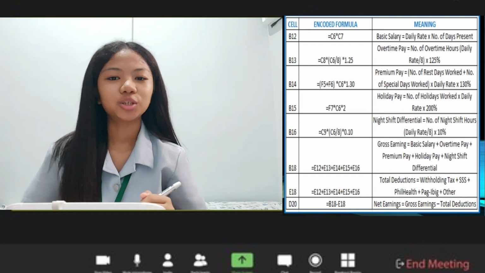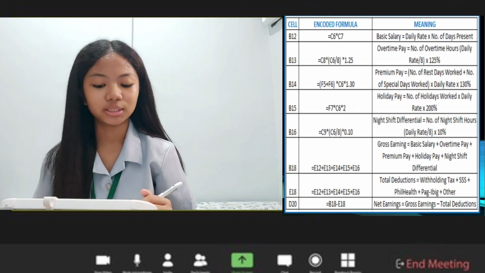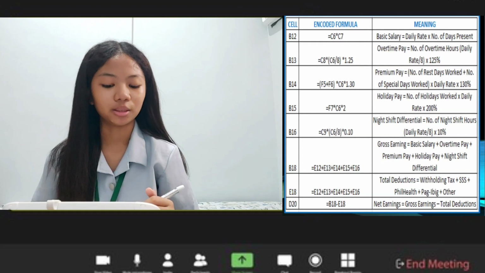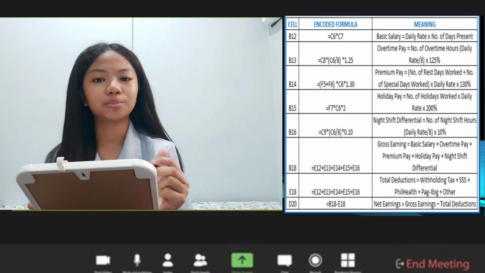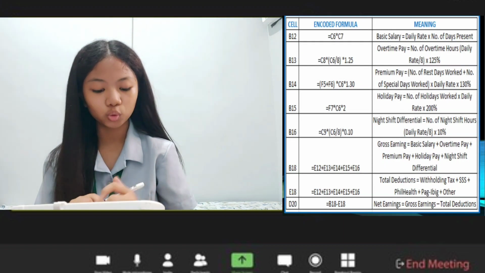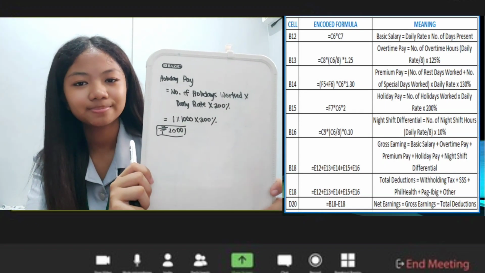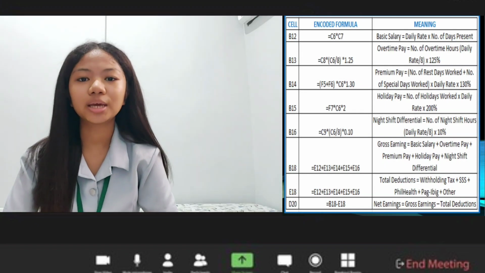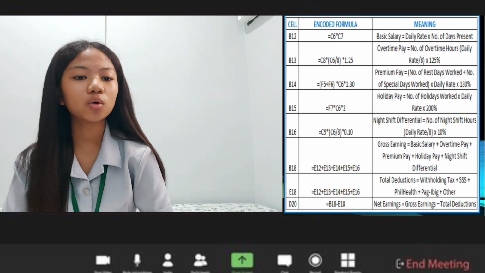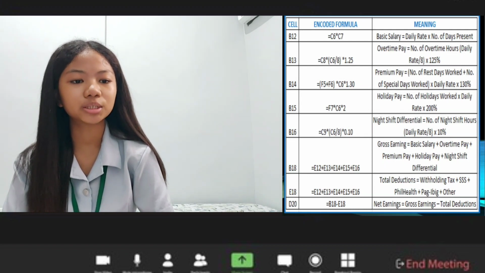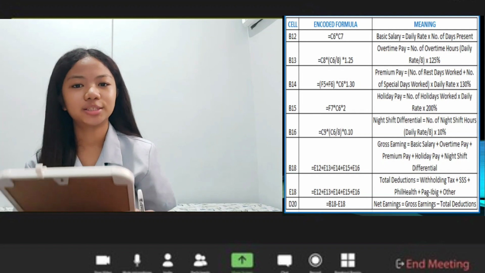Okay, good job. So let's move on to holiday pay. It is equal to the number of holidays worked times daily rate times 200%. It is equal to 1 times 1,000 times 200%, so it is equal to 2,000. Correct. So here is the solution. If you are using MS Excel, you need to encode the following formula, which is an equal sign F7 asterisk C6 asterisk 2. Okay, I hope that you understand that.